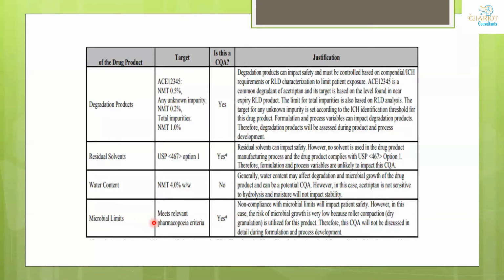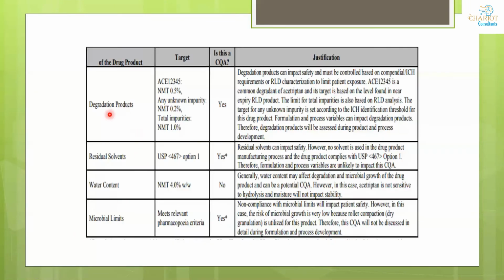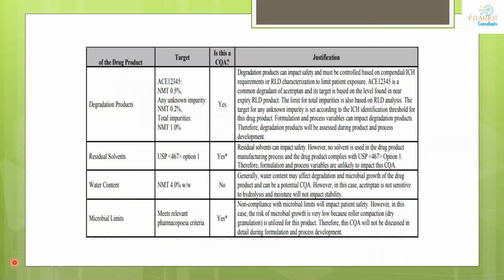So talking about the major CQAs of any formulation, immediately it is your identification, your assay values, your content uniformity, your dissolution, your degradation products, residual solvents, microbial limits. These are your CQAs which will impact the safety and efficacy of your drug product. So we are clear about QTPP and CQAs.